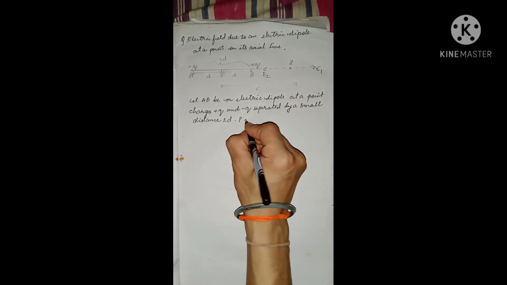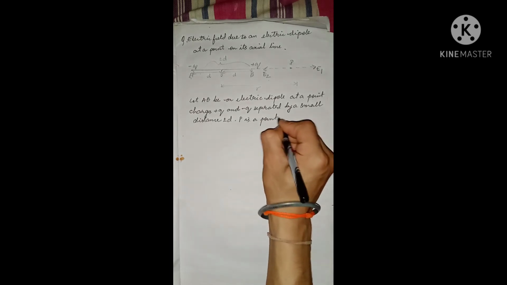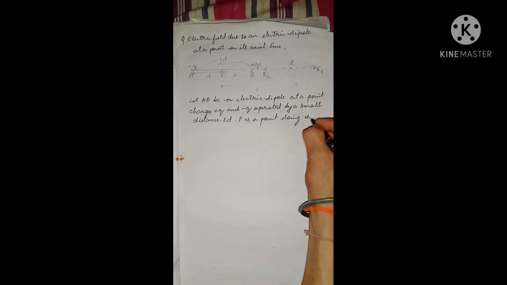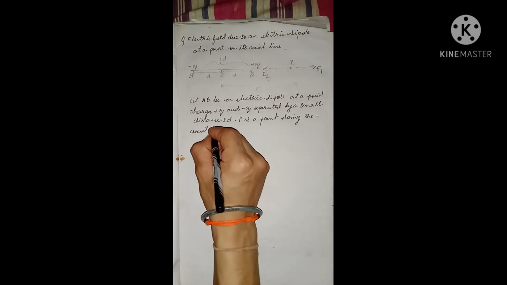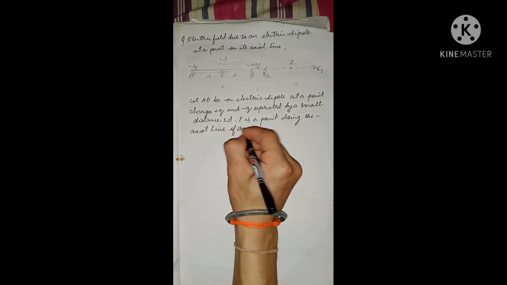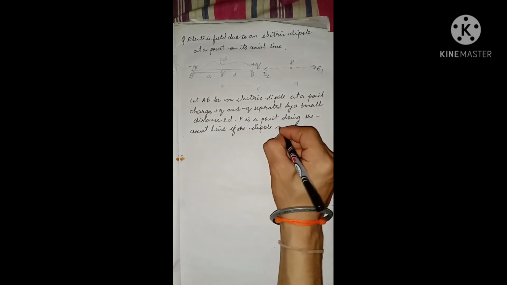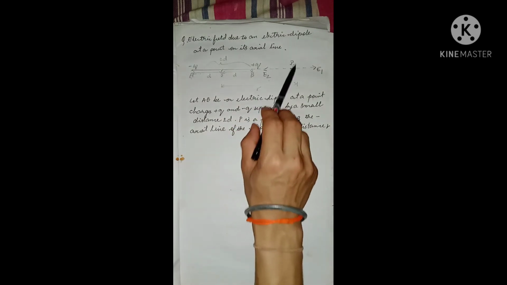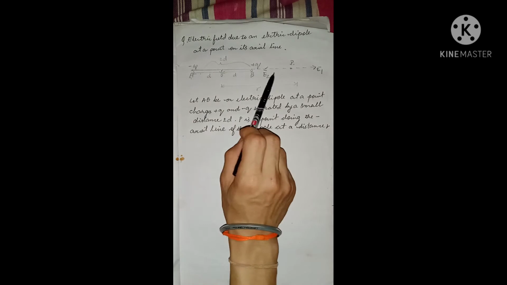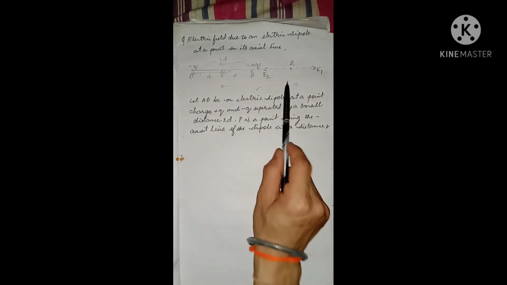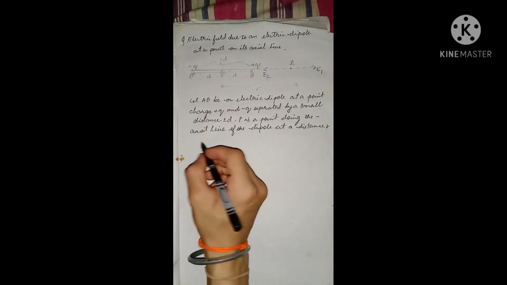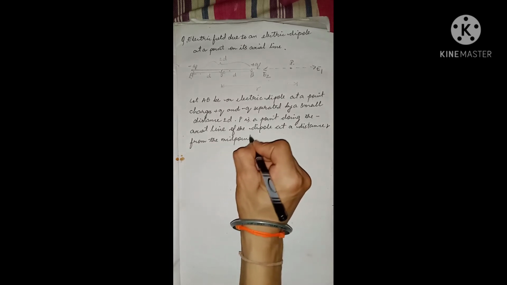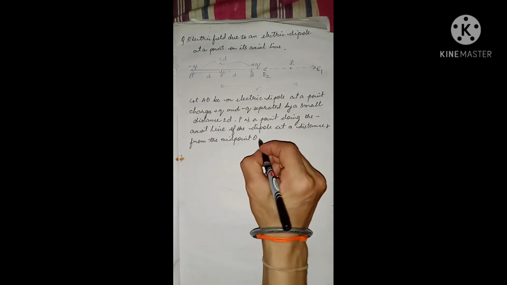P is a point on the axial line of the dipole at a distance R, where P is a point on the axial line of the dipole at a distance R from the midpoint O of the electric dipole.